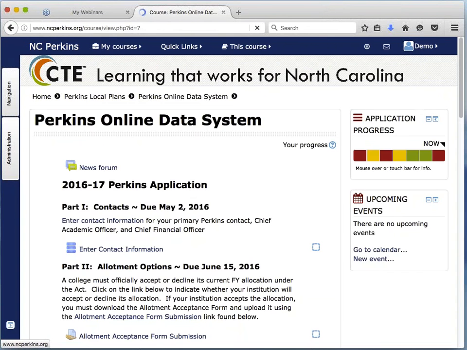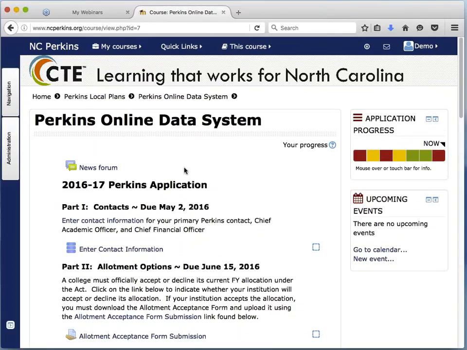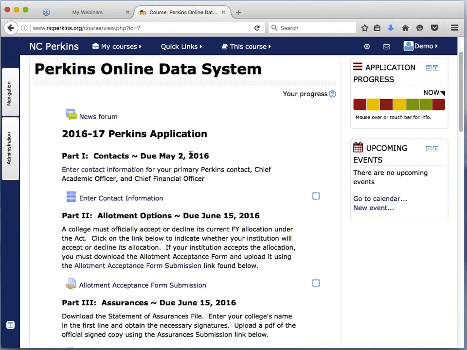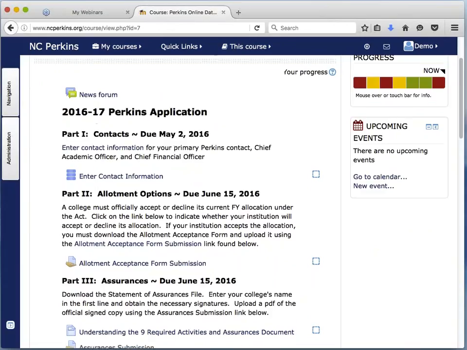Alright, so once you log in, you'll go to My Courses and Perkins Online Data System. And what you will see here is each of the parts of your local plan and budget. So each year there are several documents that your college is going to need.